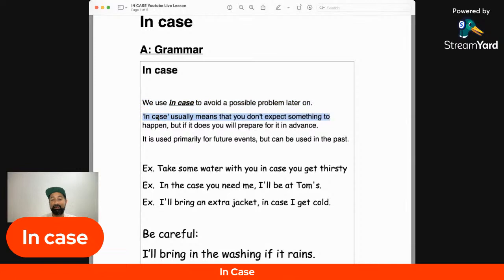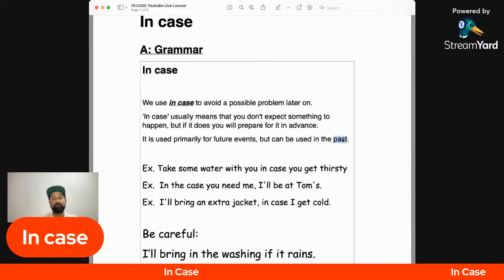And the second line says, in case usually means that you don't expect something to happen, but if it does happen, you're prepared. We usually use in case for future sentences, but it's also possible to use it in the past. So if you talk about how you prepared for something, then we can make a past sentence also. Today, we will be using it to talk about future events.